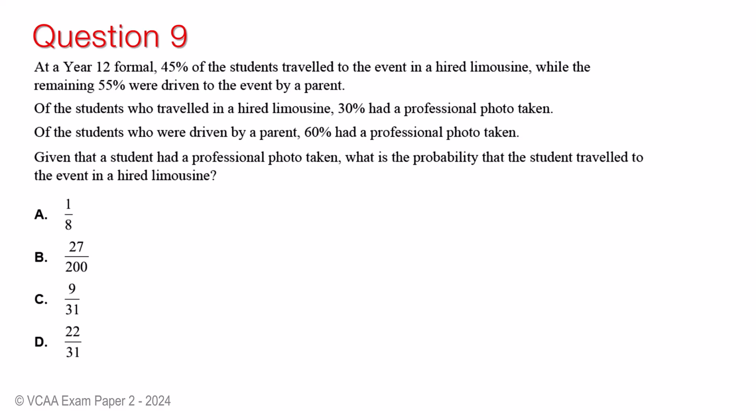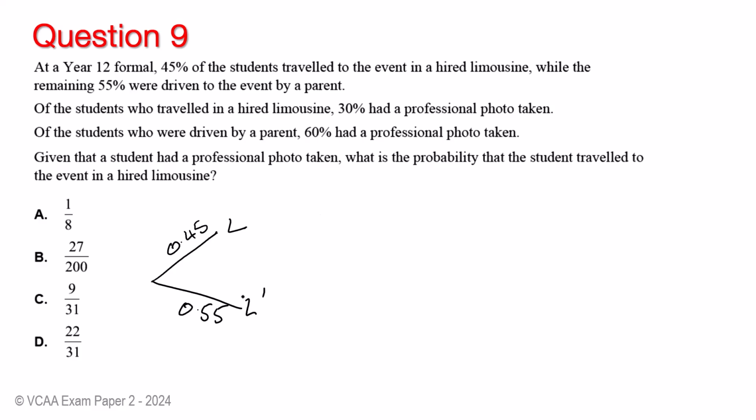Question 9. This question involves some conditional probability information. A tree diagram will service this question well. According to the question, a student either travels by limousine or not. The probability that a person travels by limousine is 0.45, so not limousine is 0.55.